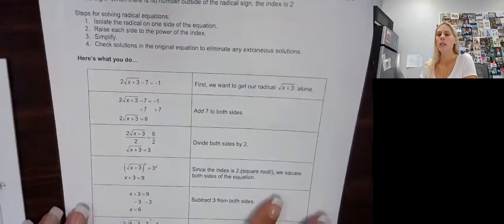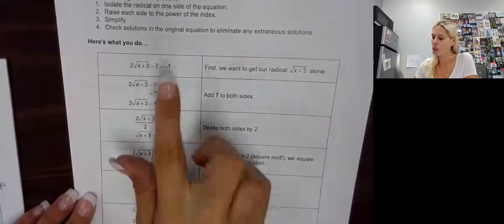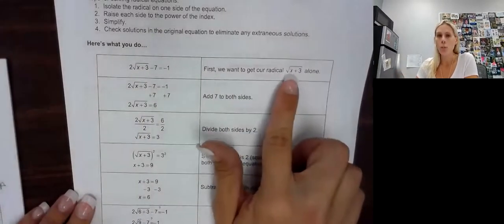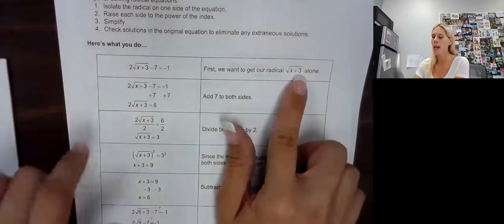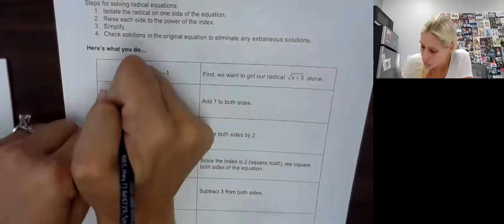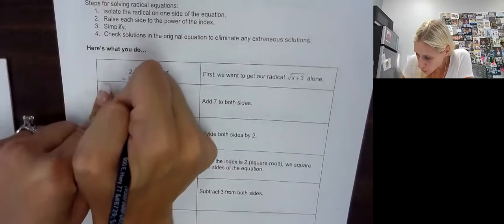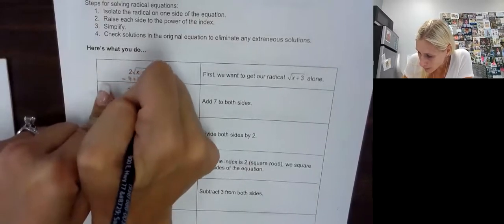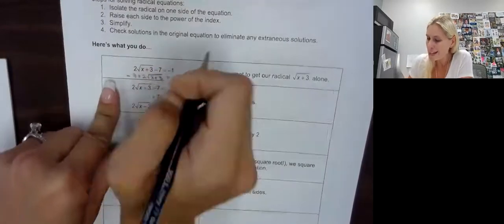So here's an example for you that is typed out. The first thing we're going to do is get the radical by itself. The radical is that radical x plus 3. Now, we cannot combine these two. So I'm going to give you an example. Sometimes it's written like this: -7 plus 2 square root x plus 3. Okay. Do not combine these two.